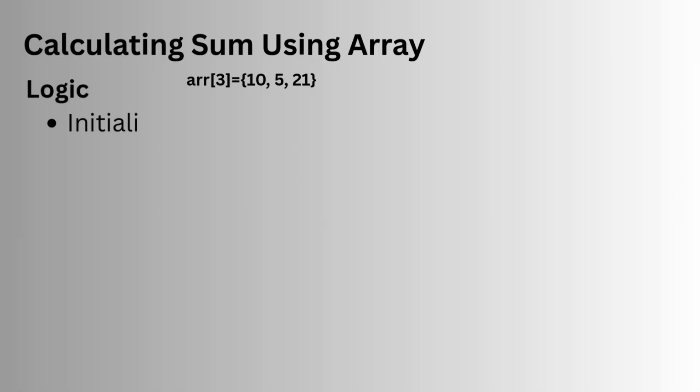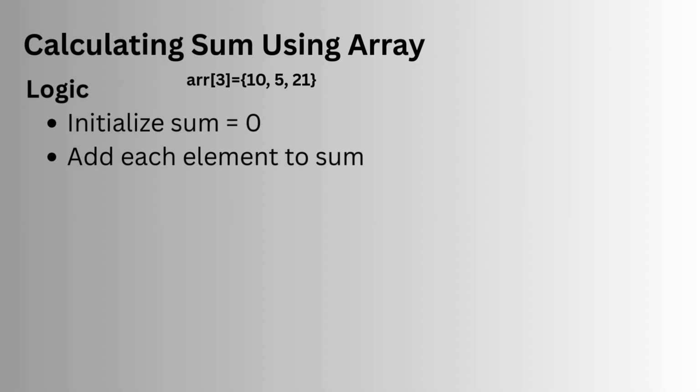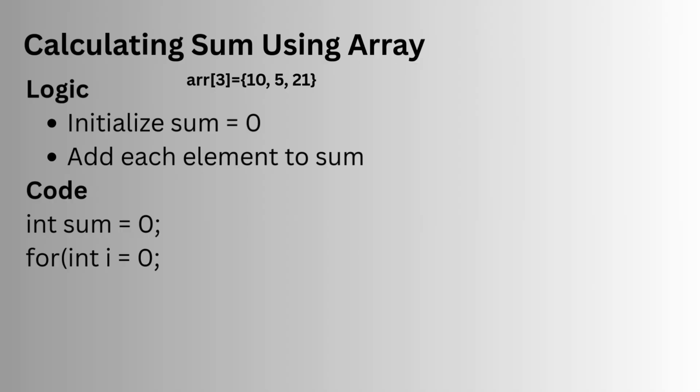Now, if we want to calculate the sum using an array, what should we do? Initially, we initialize sum equal to 0, then add each element to the sum. For that, declare the sum variable and initialize it to 0. Then write a loop. Inside the loop, write the statement sum plus equal to arr[i]. The loop starts from 0 and continues up to 3.